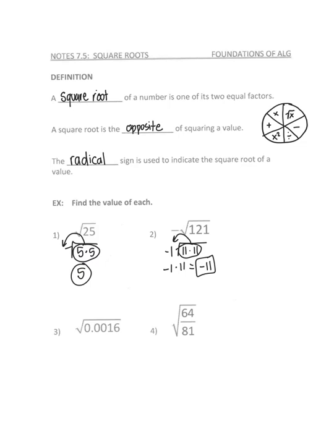Okay, now if we look at number 3, the square root of 0.0016, you can plug that into your calculator, so make sure you know where the square root function on your calculator is, and you should get 0.04.